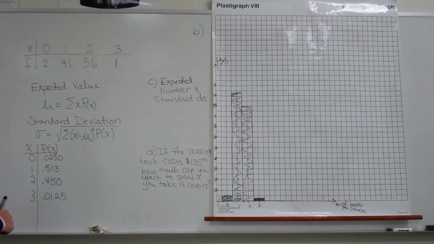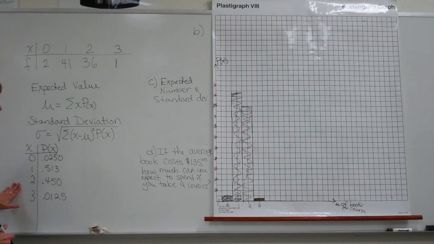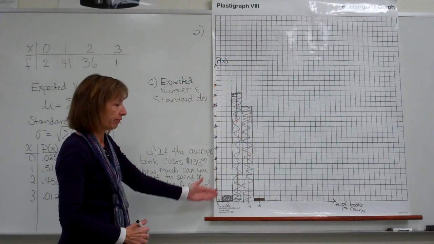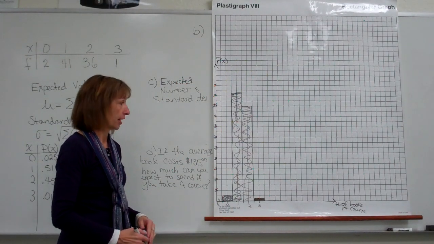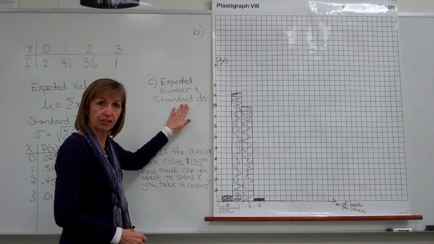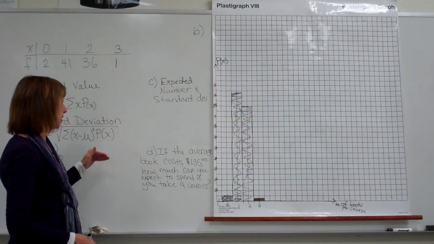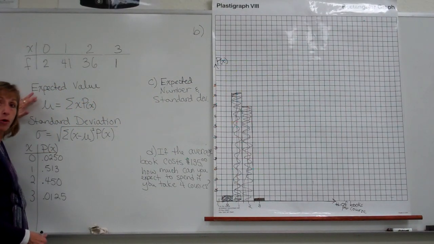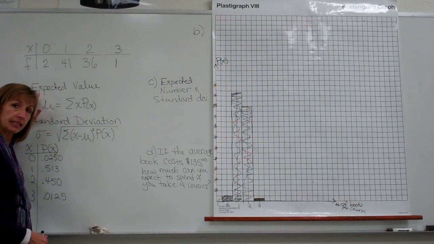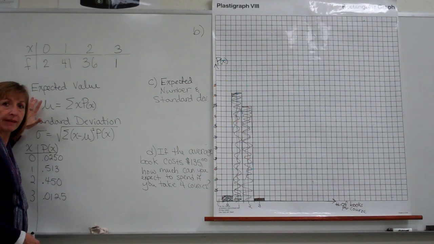Now, once we have our probability distribution given and our histogram of our probability distribution drawn, and we want to find the expected value and the standard deviation, we have a couple options. We can find the expected value and standard deviation using the formulas that they give us for probability distributions, or we can use graphing calculators in order to find them.